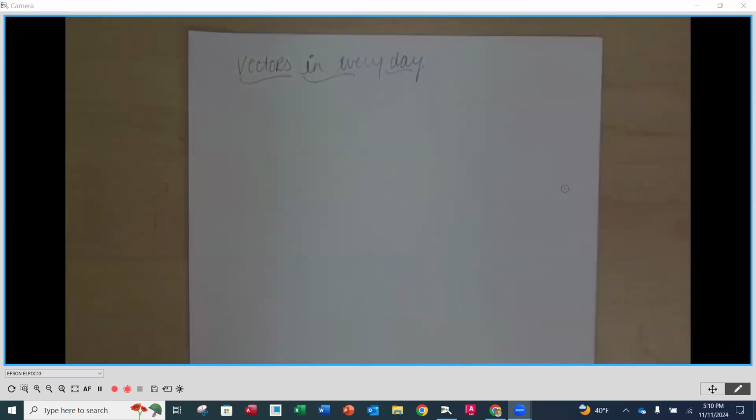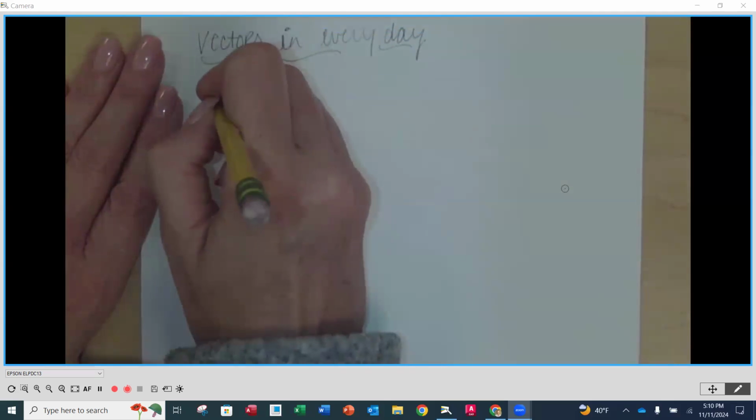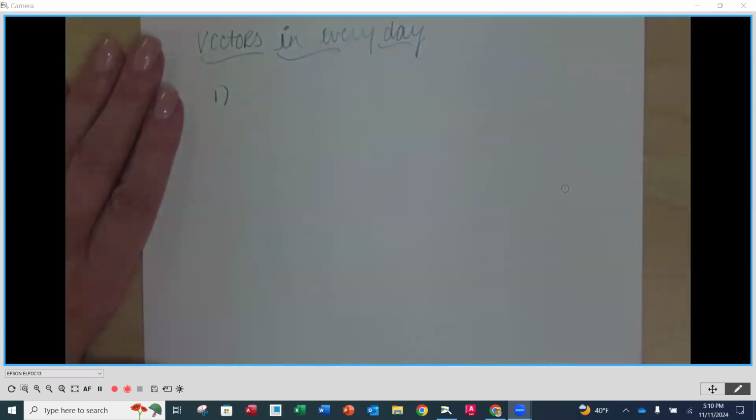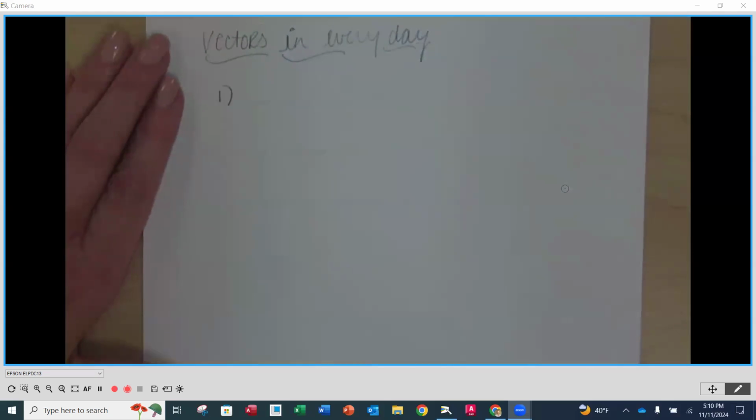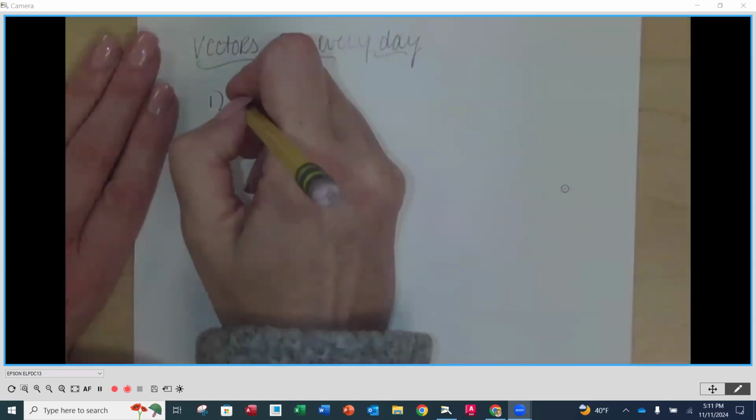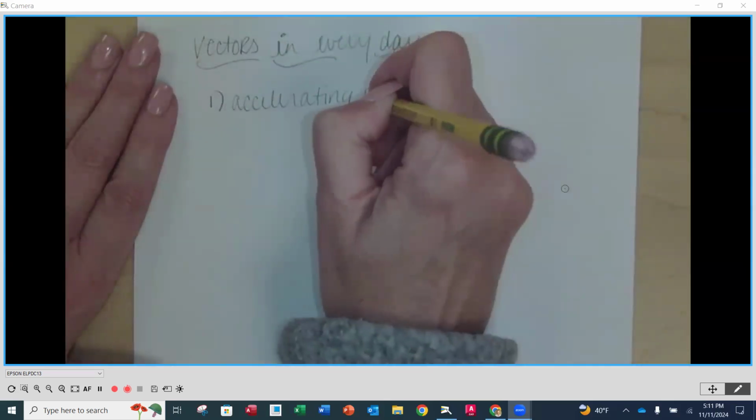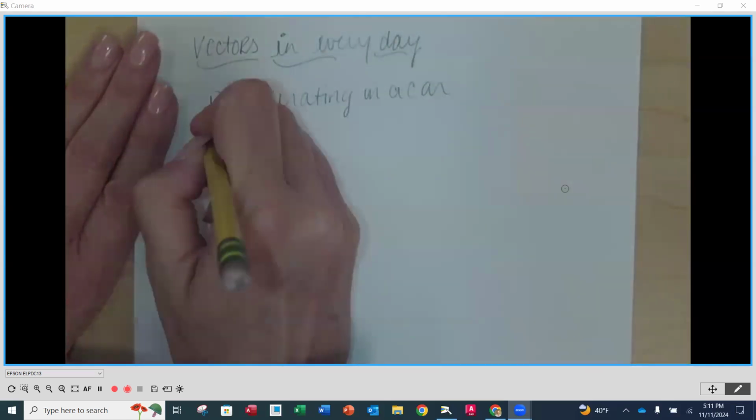All right, why don't we start generating our list here? Does anybody want to suggest one, whether you're virtual or in the room? Start writing down. Number 1. You guys driving in a car? Yeah. How? Tell me how it's a vector. Driving in a car is a vector. It's accelerating in a direction. So accelerating. Accelerating in a car. Okay.